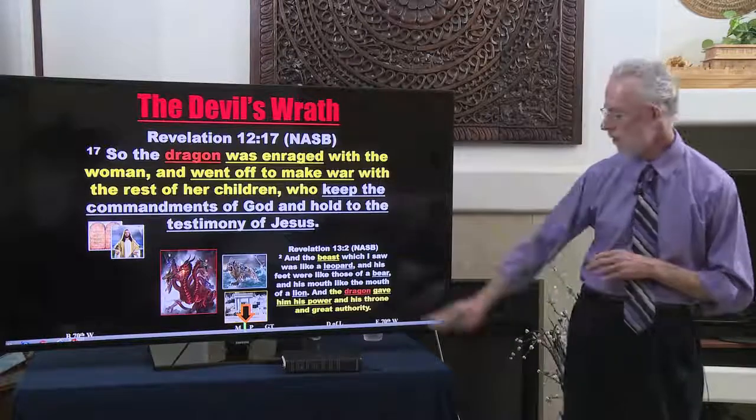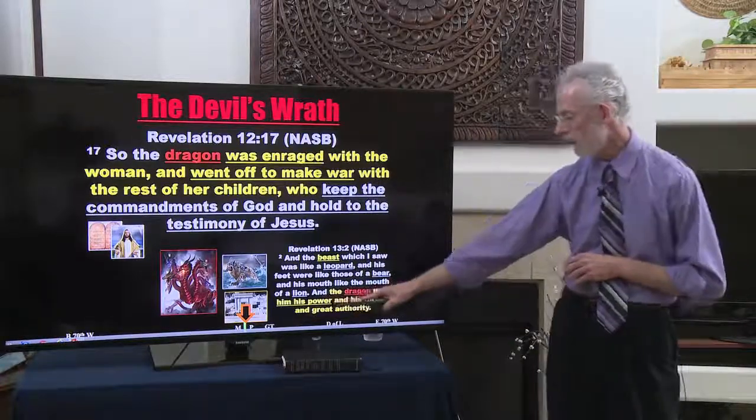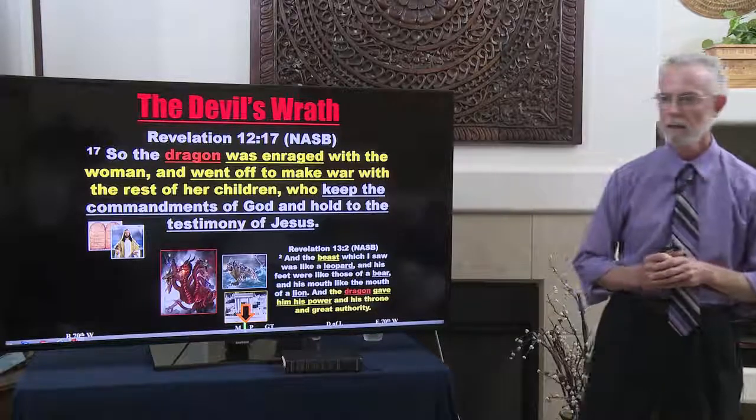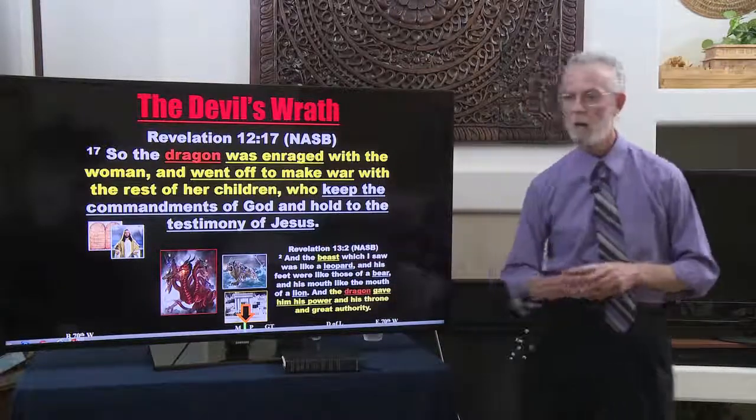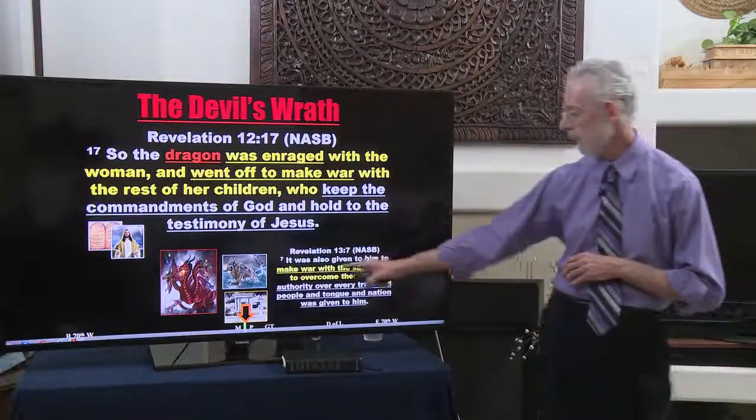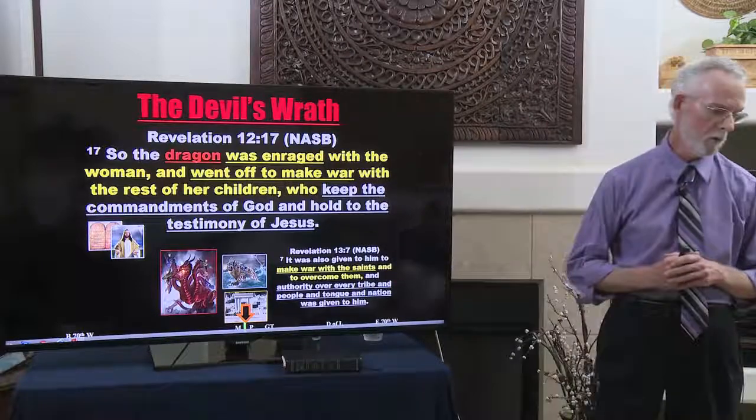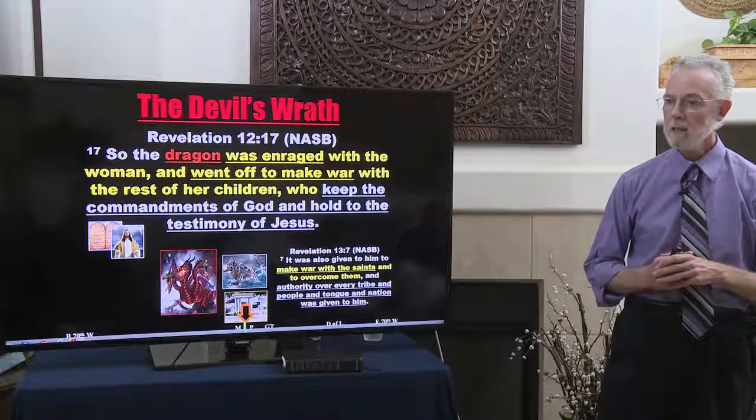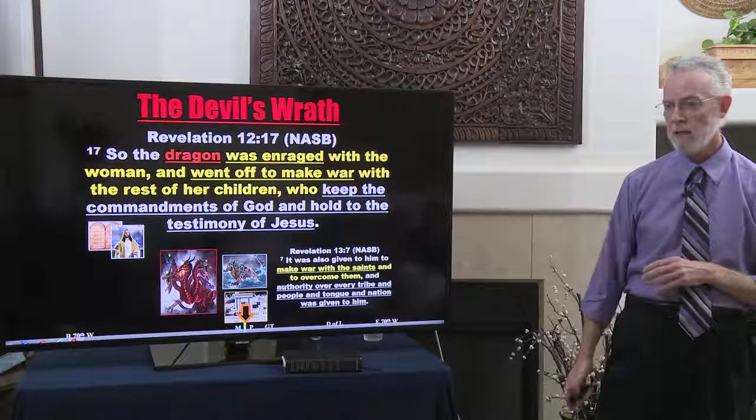So when he can't get all the Jewish people, he starts to go after the Christians, and here's how he's going to do it. We're told that the dragon is going to give the Antichrist his power, his throne, and great authority. Satan himself is going to empower the Antichrist, and then we're told that the Antichrist is going to make war with the saints and overcome them. So Christians are going to be killed at this time, right?